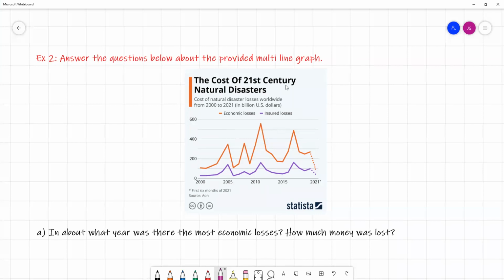So we have the cost of 21st century natural disasters, and it describes to us here the cost of natural disaster losses worldwide from 2000 to 2021 in billion US dollars. And that's good that they gave that to us right there, because if you notice, the vertical axis is not labeled, but because they gave us this, the fact that this is measuring the cost of natural disaster, that's good enough, right?